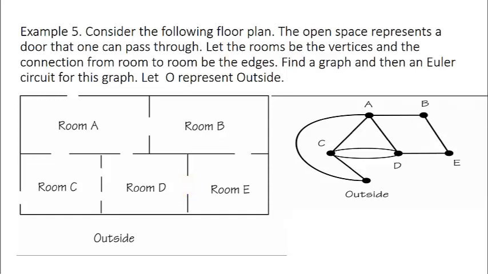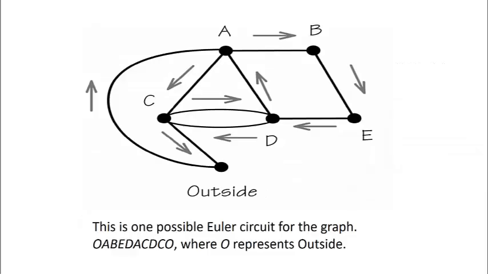So what do you think? Can you start at the outside and find an Euler circuit for this graph? Feel free to pause the video and practice before I reveal an answer. So here is one possible Euler circuit. Starting at the outside, we can move to room A, then B, E, D, back to A, C, D, C, back to the outside. So here's one possible Euler circuit for this graph.